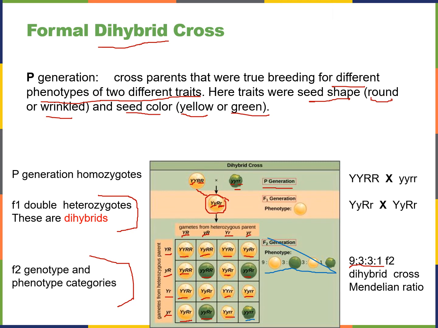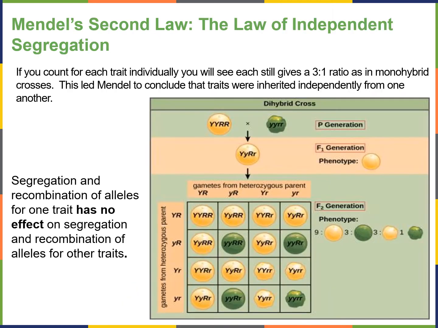So I encourage you all to write out this Punnett square, make sure that you can bring these alleles down where they need to go, and you get this proper ratio of 9 to 3 to 3 to 1 in the F2 of the dihybrid cross. You get this proper Mendelian ratio.